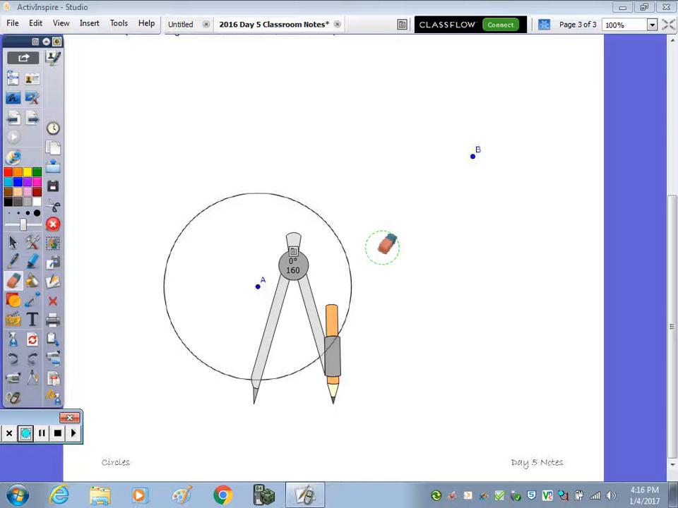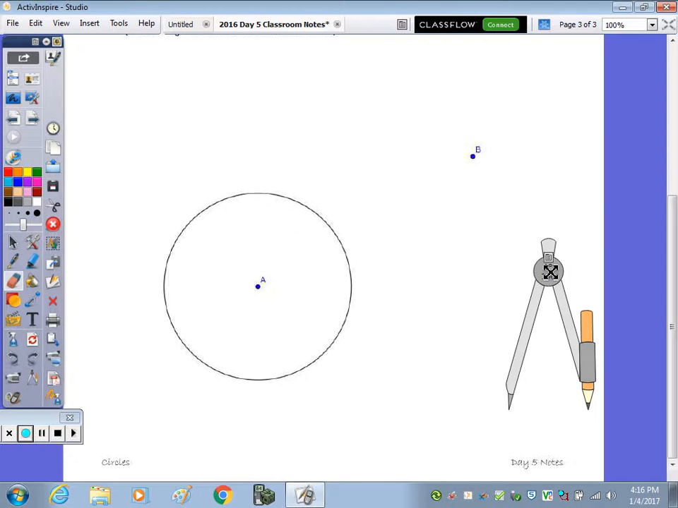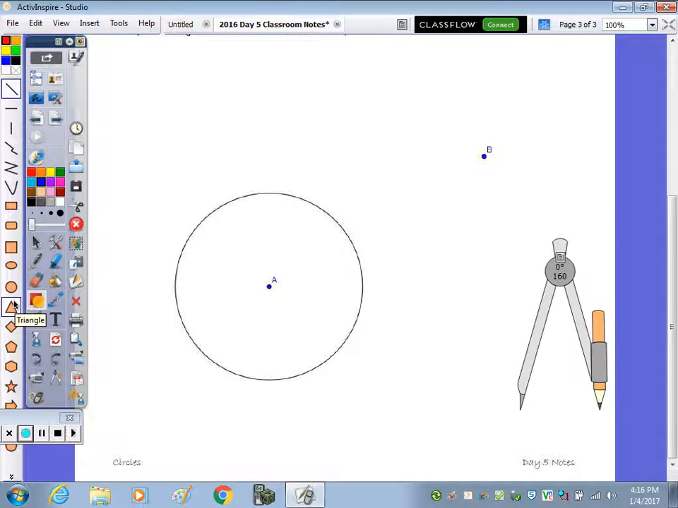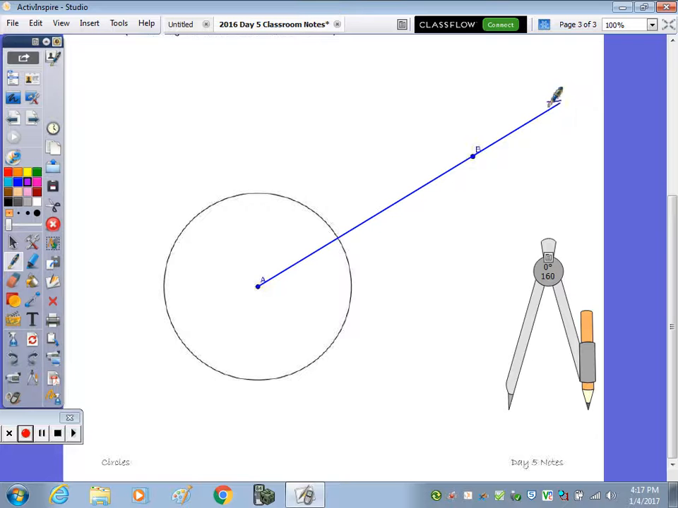The first thing you want to do when drawing a line tangent to a circle through a point that's not on the circle is draw a circle that goes through those two points. So if I want to draw a circle that goes through A and through B, I have to find the midpoint of AB. So we're going to start by drawing a ray through AB, and we're going to construct its midpoint.